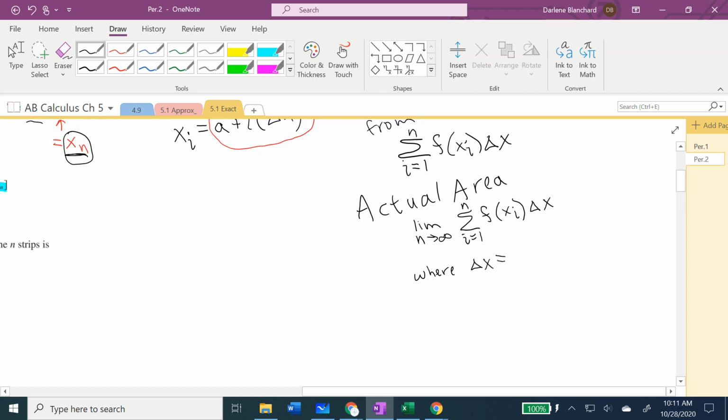And then remember separately, the width formula is the length of the interval cut up into n pieces. And the ith x to plug into the function is found by starting at a and adding the width i times.